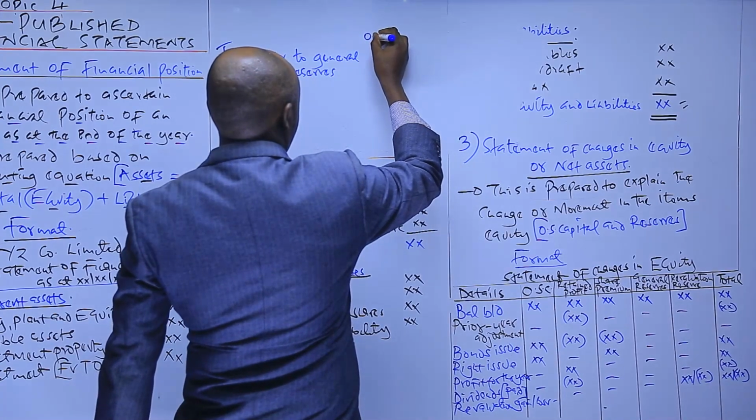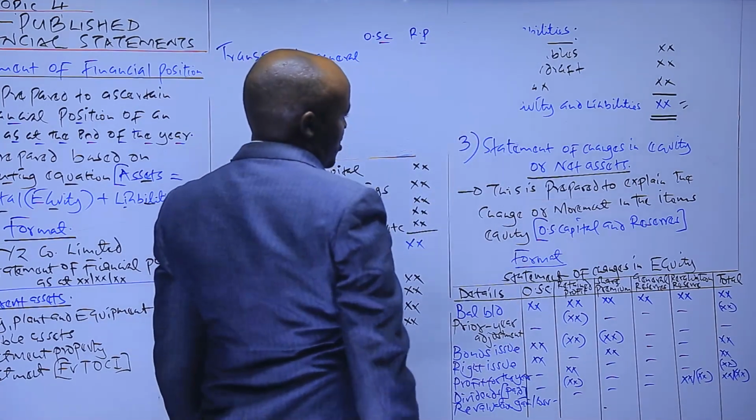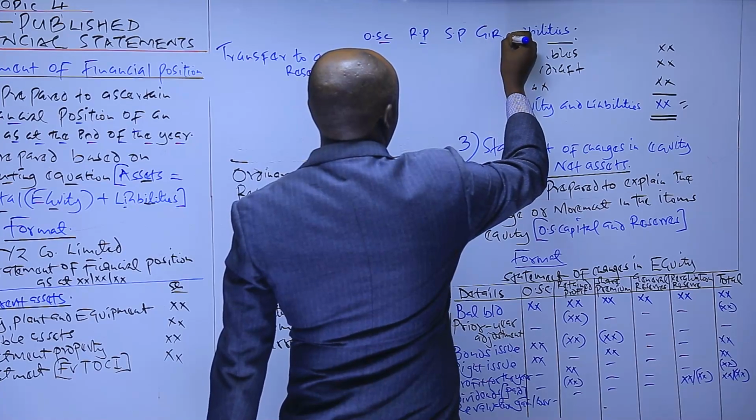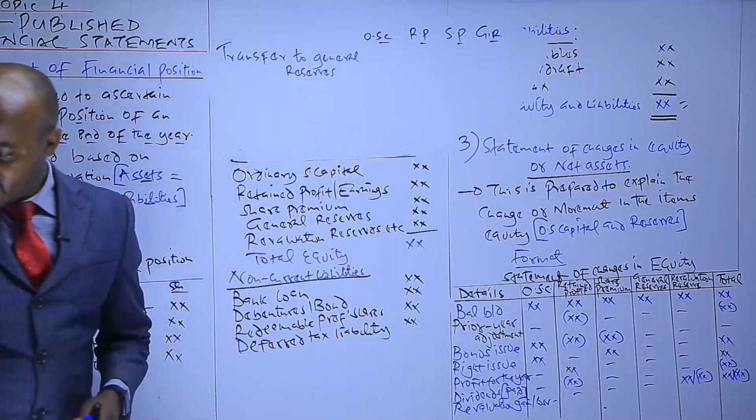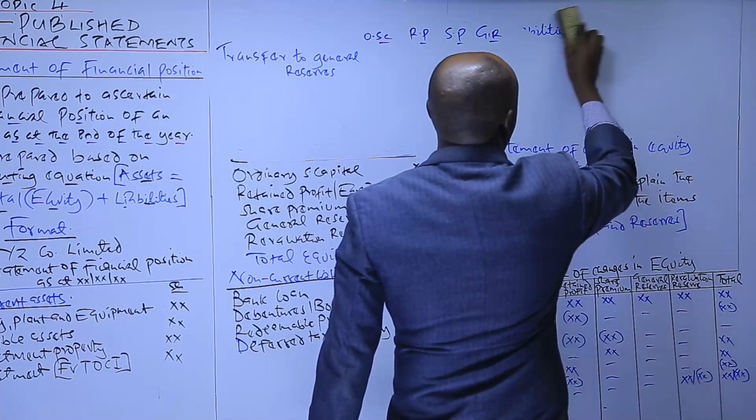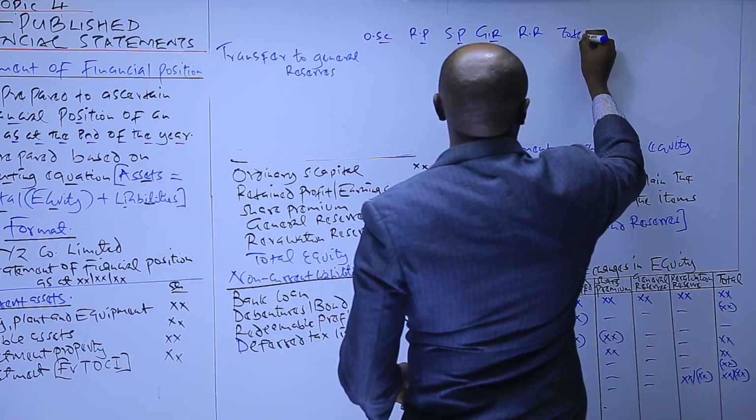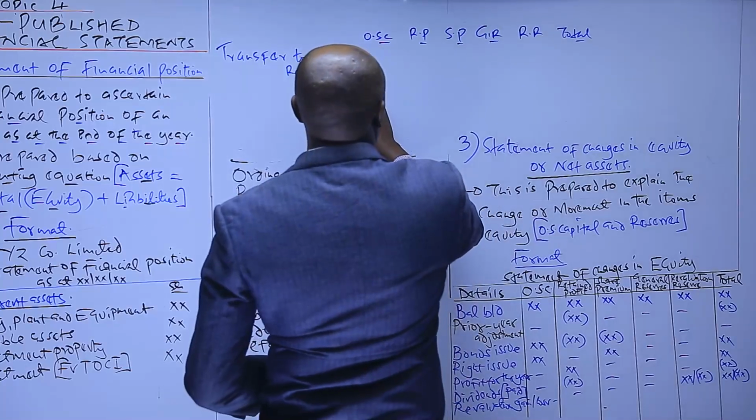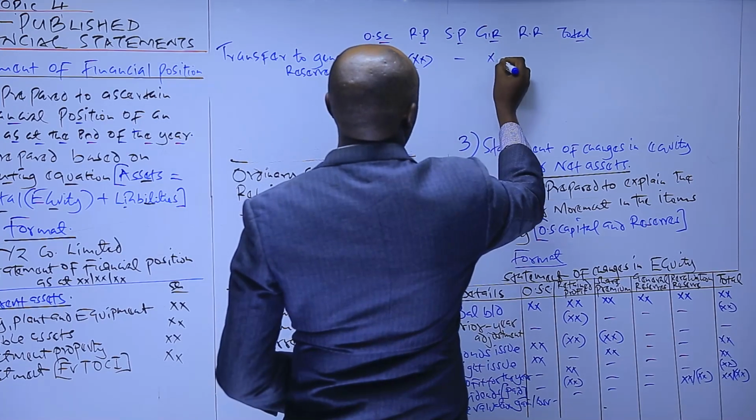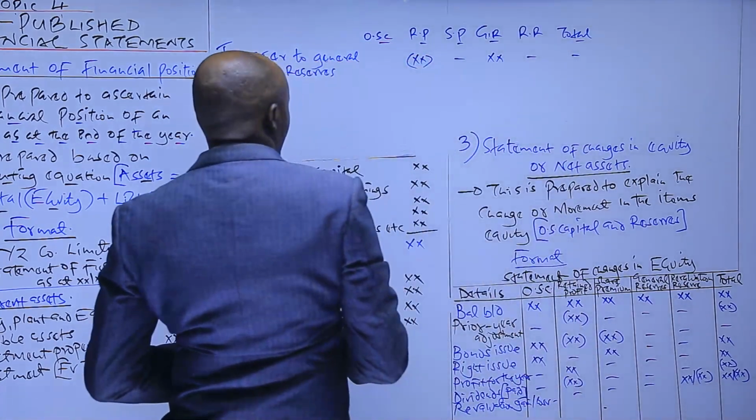So what will happen is that, assuming this will be our first column for ordinary share capital, then the retained profit column, the share premium, the general reserves, and the revaluation reserves, and then the total. So the transfer to general reserves is an amount of money which is transferred from the retained profit of the company to general reserves. So the retained profit reduces, the general reserve will increase, and no amount is taken out to the total column there.